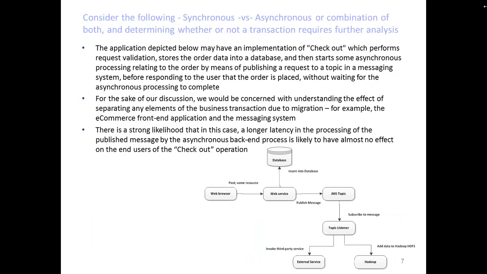So the example here would be that the front-end piece of this transaction, the synchronous component, is running in the cloud, and possibly the back-end piece of it is running on-premise. But since the back-end piece is asynchronous in nature, that separation and that additional latency is not going to be of concern. So these are the types of things that you can find out by digging deeper into the non-functional requirements.